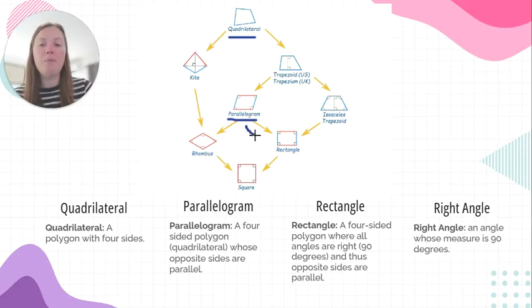Now getting even more specific, we have a rectangle. Rectangles are parallelograms, but all four angles are right angles. So all four angles are 90 degrees. Remember, right angle means 90 degrees.